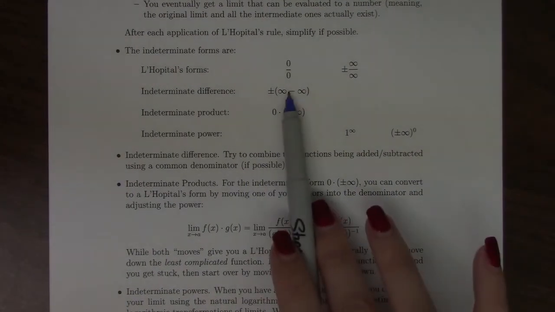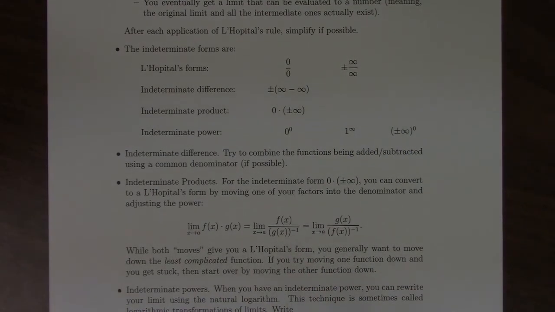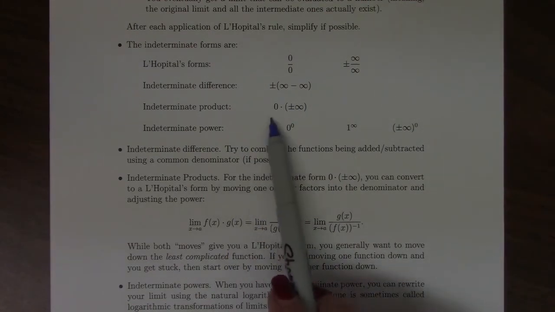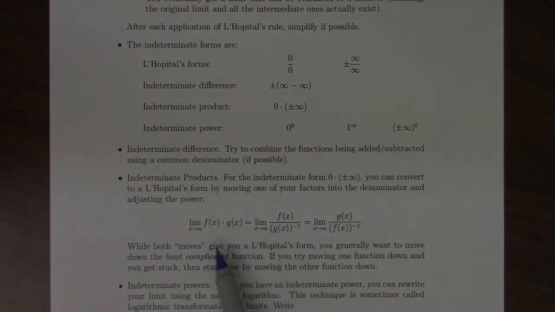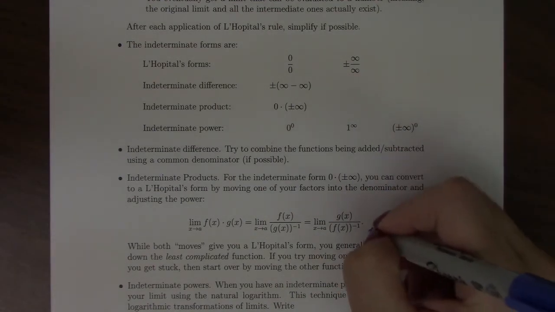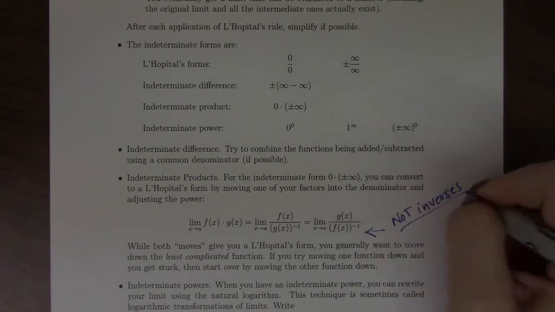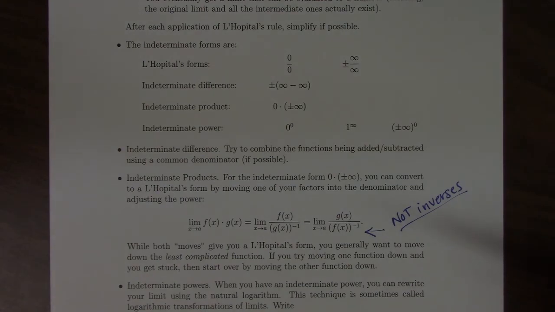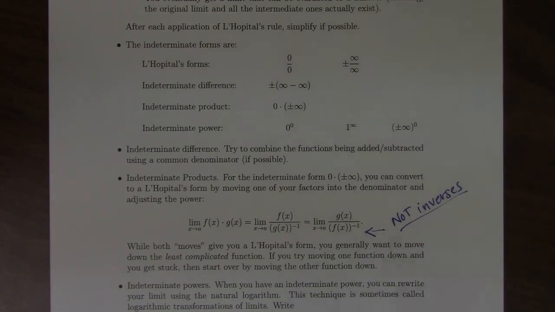Just because you're getting these forms doesn't mean you can arbitrarily take derivatives. If you have indeterminate products, one way we might be able to get around it is to move one of these expressions into the denominator. Keep in mind, this is not an inverse. These are not inverse functions. We're raising it to the -1 because we're moving it into the denominator. We're going to see examples of all of these things played out in today's lesson.